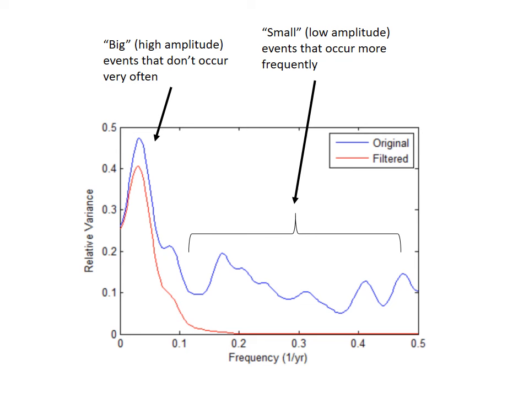And here's an example of that. You have on the y-axis the relative variance, and on the x-axis the frequency, right? The variance gives you an idea of what overall is driving the dynamics of the process. What we want to see is that we retain high amplitude events that don't occur very often, and we want to get rid of events that occur pretty frequently. On the x-axis, all the way on the left are things that don't occur very often, and as the frequency increases, it's stuff that happens more frequently.